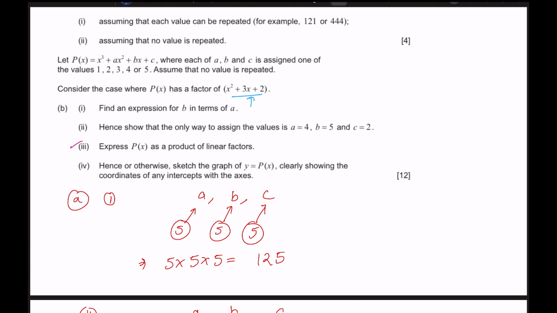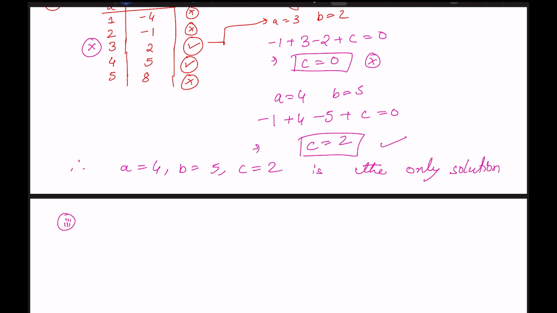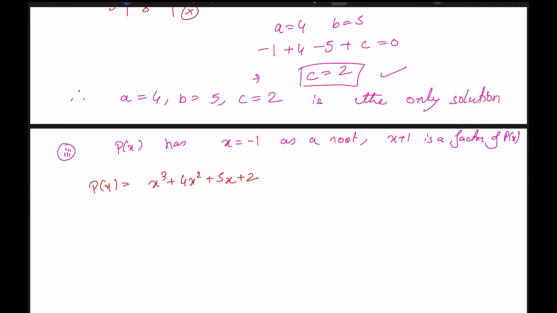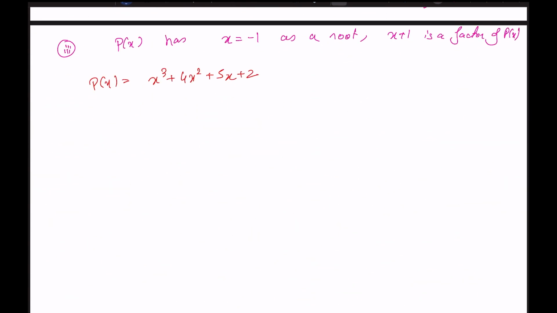Now we have to express p(x) as a product of linear factors. Quickly add a new page here. So p(x) has x equals minus 1 as a root, or x plus 1 is a factor of p. So I'll try to factorize p(x) to find the other roots. After plugging in a, b, c, this p(x) would become x cubed plus 4x squared plus 5x plus 2. You can also divide p(x) with this factor and get the answer, but I'll use a slightly different approach. I'll factorize this cubic polynomial.